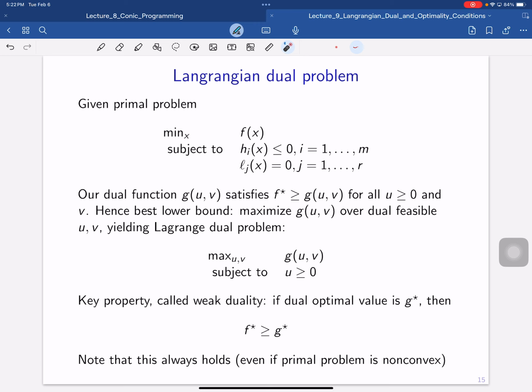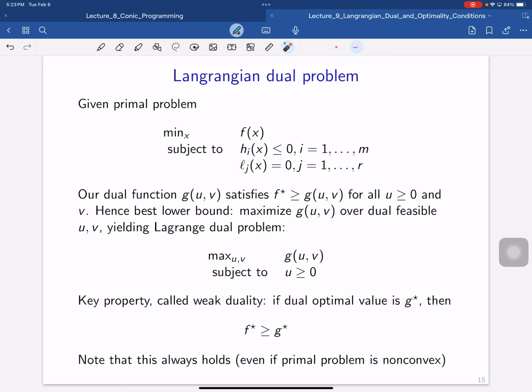Any questions regarding the previous slide? Okay. So if it's clear, then let's show that the Lagrangian dual is always a convex problem. First of all, let's consider the Lagrangian dual problem here. We already showed the dual function is a lower bound of the primal problem. And hence, in order to get the best lower bound, we are going to maximize over this Lagrangian function. So this is the dual problem we are talking about.